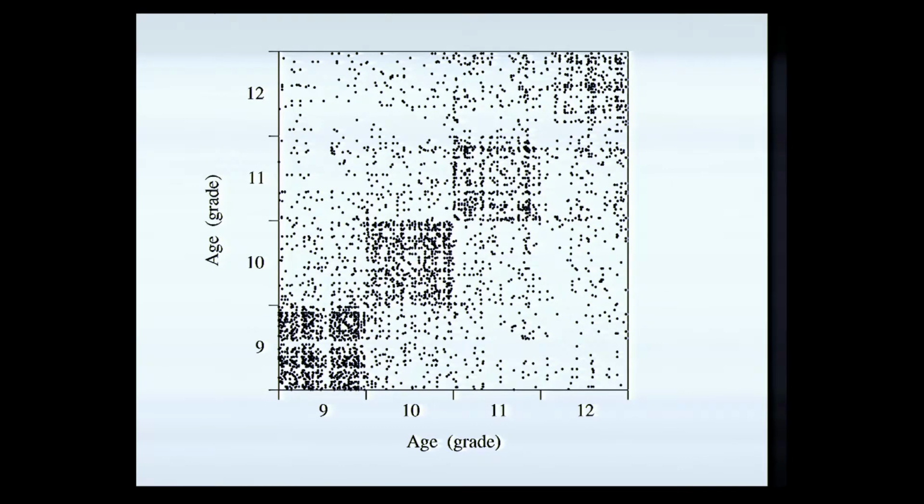Okay? And what you see is there's a lot of dots down the diagonal here in the middle of the plot, and fewer dots off the diagonal, meaning that most friendships are amongst students of about the same age. Okay? So that's assortative mixing or homophily by age. People tend to be friends with other people about the same age as them.